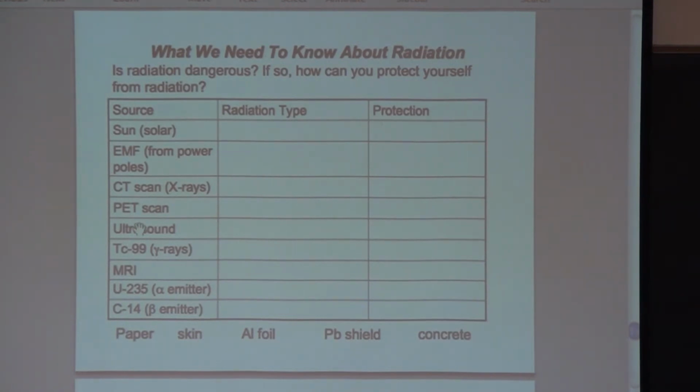Now a CT scan involves X-rays. X-rays involve what type of radiation again? Yeah, electromagnetic. So what kind of protection do we use for X-rays? Yeah, a lead shield. Now, a PET scan is positron emission tomography. So how should we protect ourselves from a PET scan? Positrons.